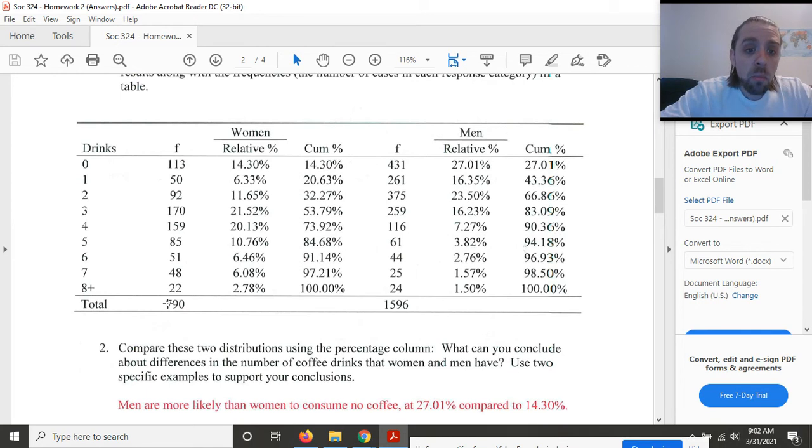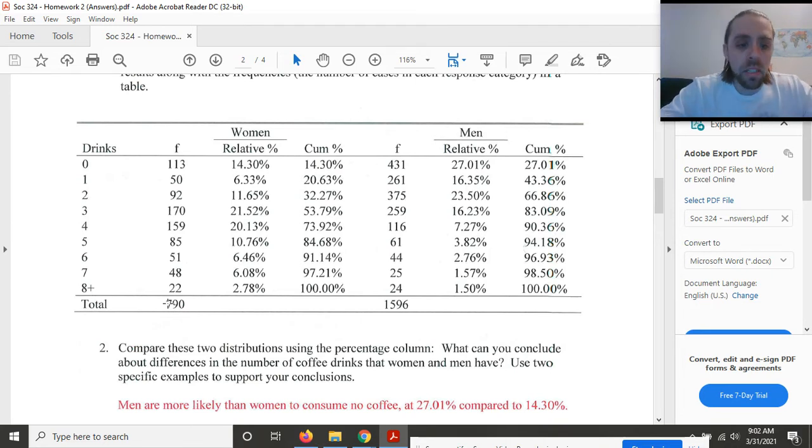well, 21.52% of women fall into that category, whereas only 16.23% of men fall into that category. So even though the raw number is larger for men, women are relatively more likely to have 3 coffee drinks in the last week. To get this, I took F for each gender, and I divided it by N.